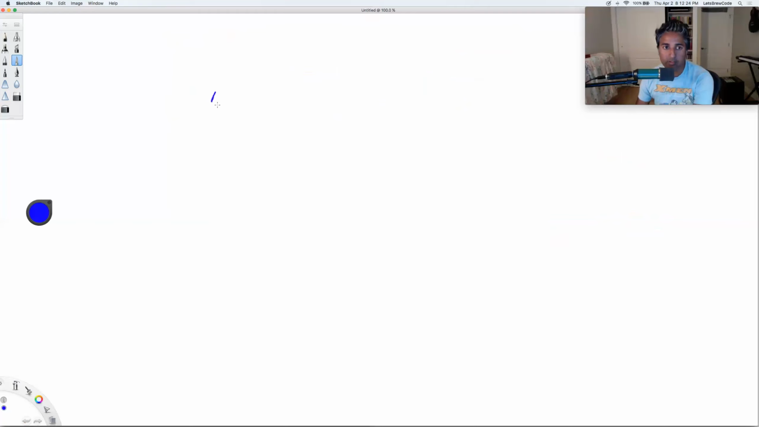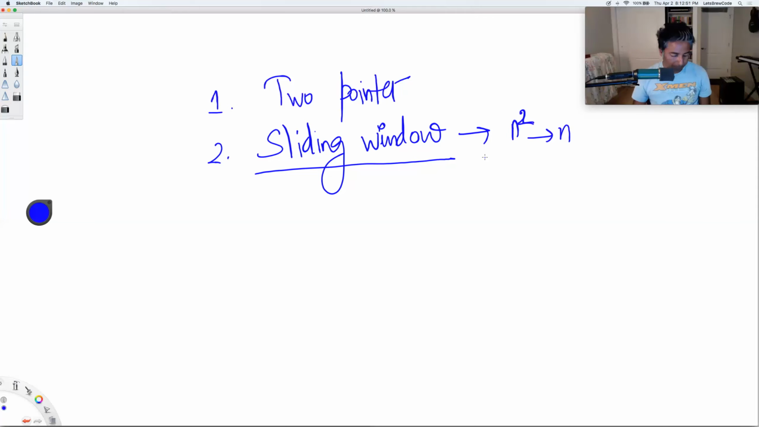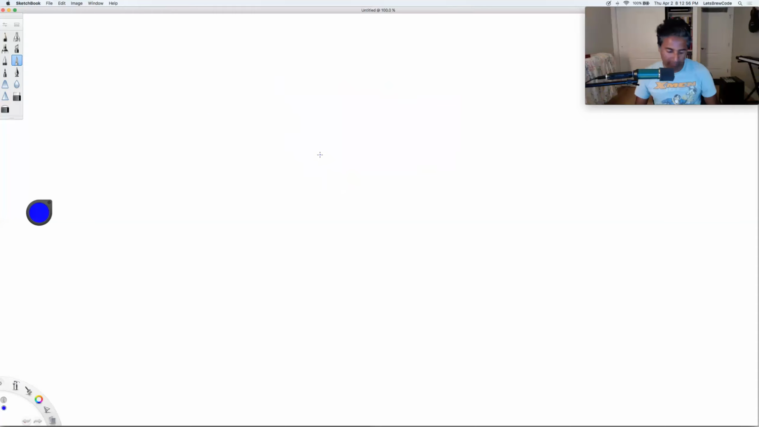Okay, so one of the ways is called the two-pointer approach. The other one is called sliding window. These are techniques. Sliding window in many cases reduces your n squared to n. But there is a pattern that you have to understand, whether it will apply or not in that particular situation. And in this situation, it will apply. Let me show you how it will apply. Okay. Let me create this. First of all, let me explain what sliding window is.